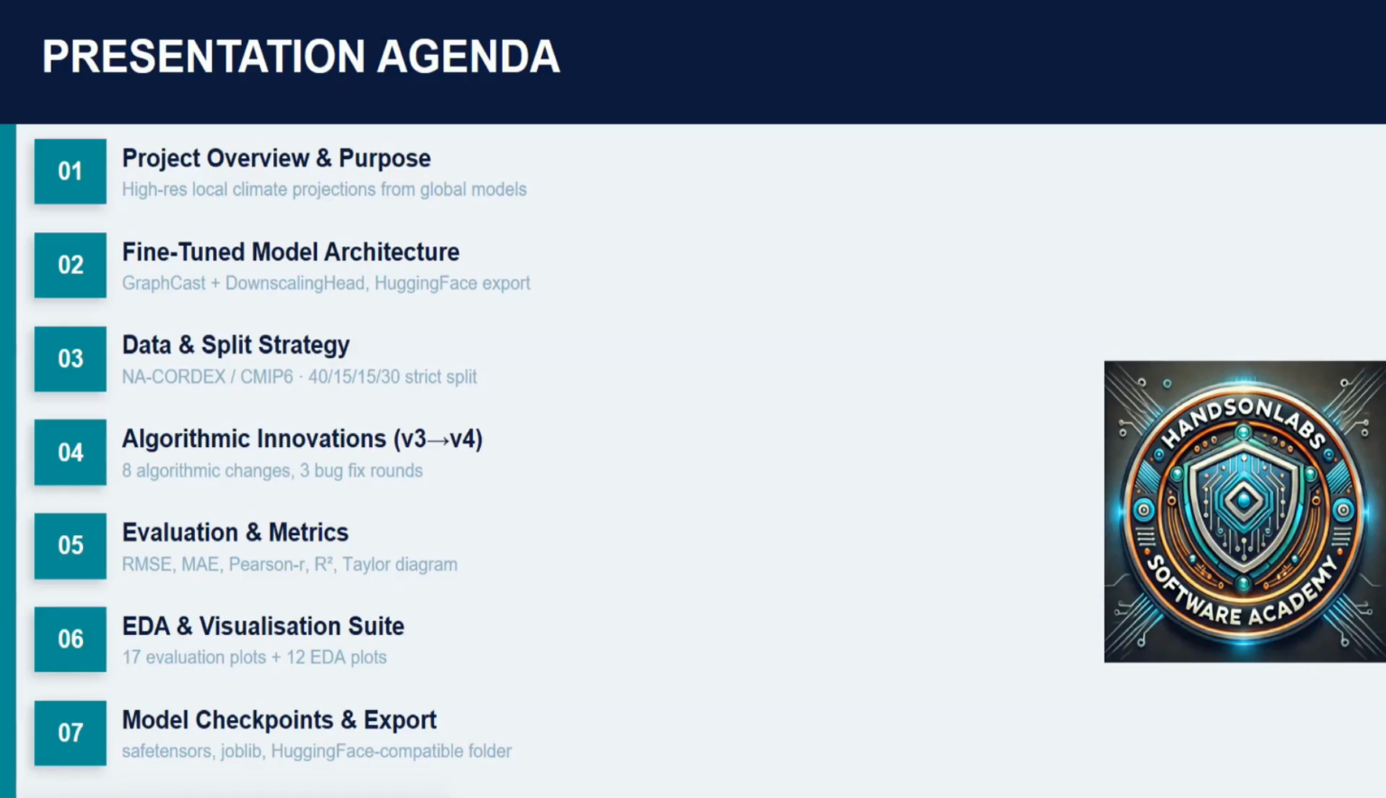Now, following this are the algorithmic innovations from version 3 to 4. Then you have the evaluation metrics, then the EDA and visualization suite, then the model checkpoints and exports. Let's now move to the next item.